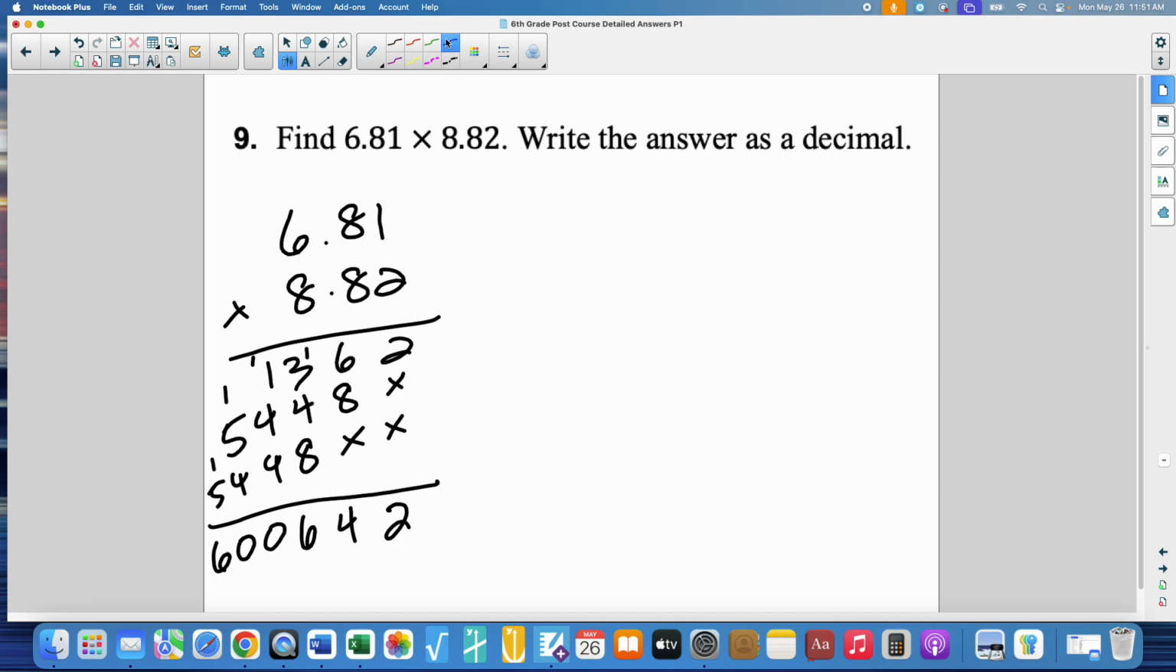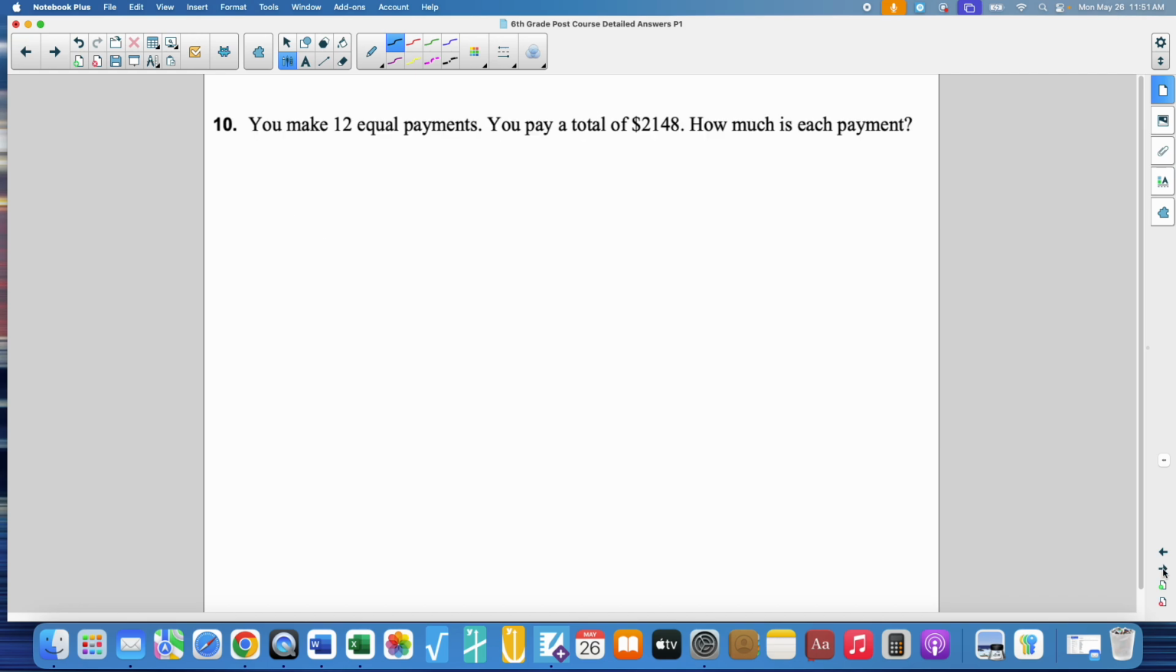So I'm counting the decimal places. We have 1, 2 decimal places, 3, 4 decimal places. So we're going to start here, and we're going to move over 1, 2, 3, 4, and that's where the decimal place will leave itself. So my final answer is 60.0642. All right, so that's the efficient way, that's the best way to multiply decimals.